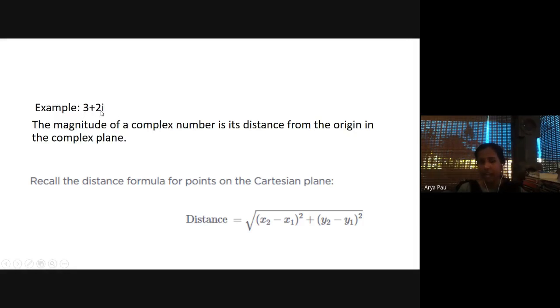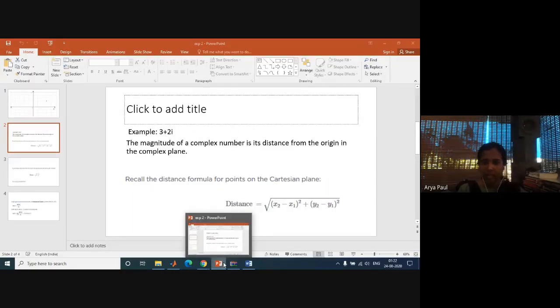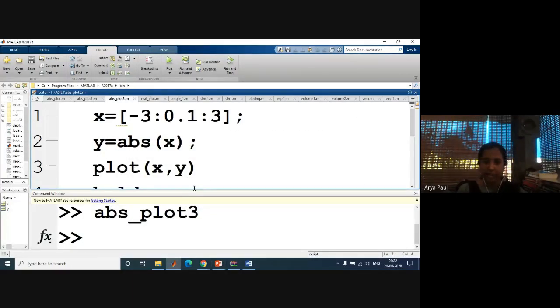And what will be the angle? The angle will be tan inverse of 2 by 3. So in the last semester, you have studied all this in terms of vectors. Now let me explain how you can find this out.